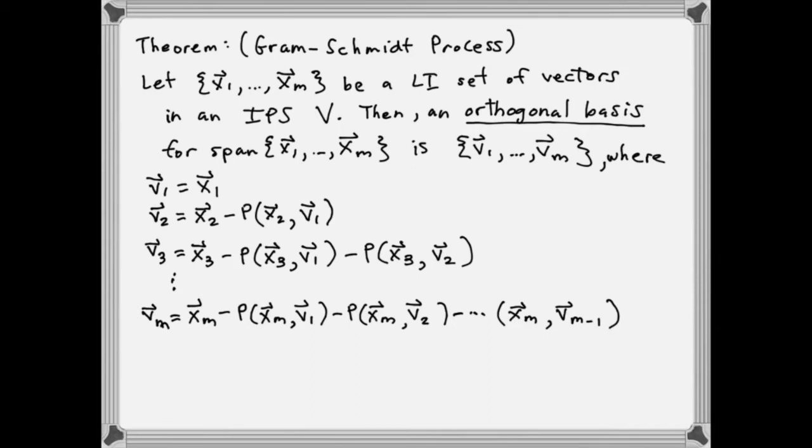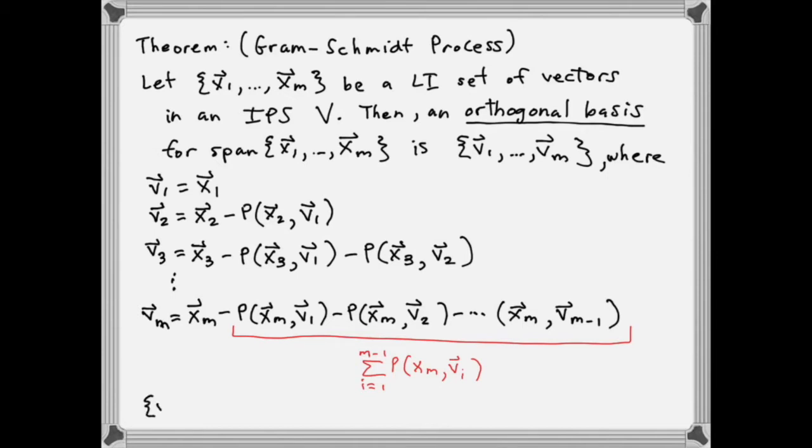Now the way we can write this whole thing as a sort of a shorthand here, so this entire thing can be written instead as the sum from i equals 1 to m minus 1 of the projection of xm onto vi. Okay? So that is the process. This builds an orthogonal basis. This is the Gram-Schmidt process.